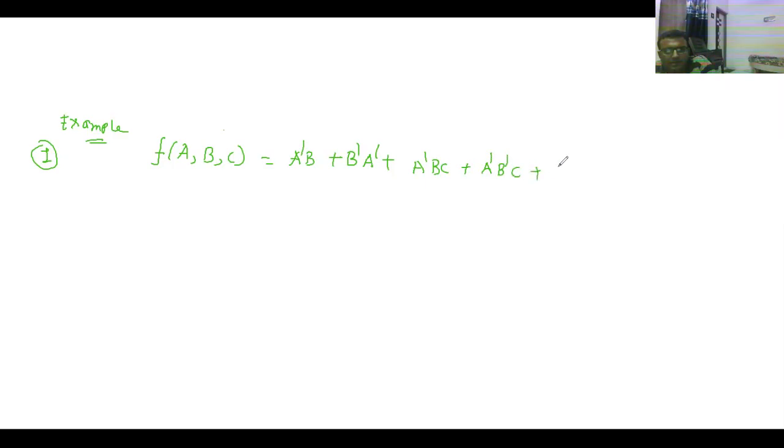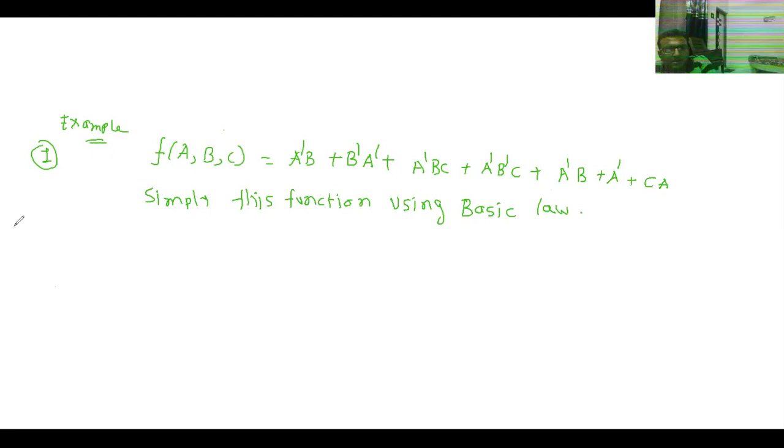Plus A dash B plus A dash plus AC. Simplify this function using basic law. Simplify this function using basic law. So what is the answer? A dash B plus A dash B dash. See this. I have written with a different pen.